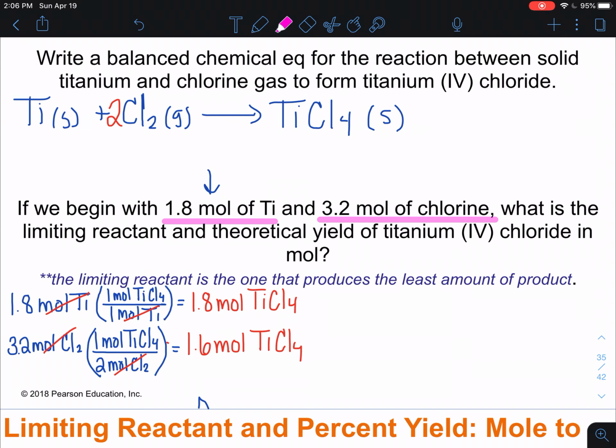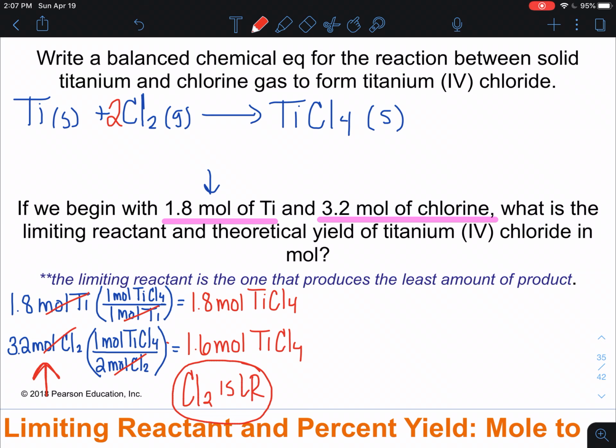Now that we've converted both reactants to products, we're going to sit back and look and say which one produces the least amount of product. Turns out that's chlorine, because 1.6 moles is less than 1.8. So Cl2 is the limiting reactant. I'm just going to circle that. Okay. So chlorine gas is the limiting reactant because it will only produce 1.6 moles. So essentially it's going to run out first.